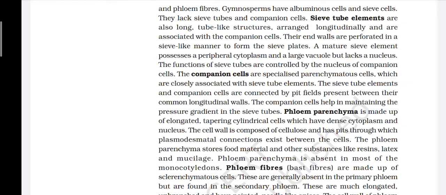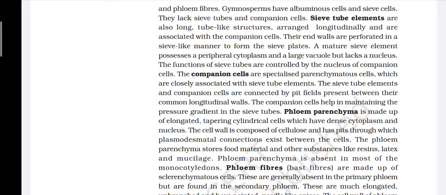Sieve tube elements are long, tube-like structures arranged longitudinally and are associated with the companion cells. Their end walls are perforated in a sieve-like manner to form the sieve plates. A mature sieve element possesses a peripheral cytoplasm and a large vacuole but lacks a nucleus. The functions of sieve tubes are controlled by the nucleus of the companion cell.